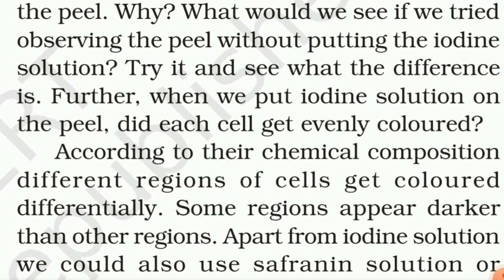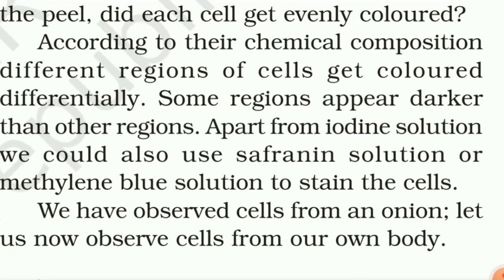Further, when we put iodine solution on the peel, did each cell get evenly colored? According to the chemical composition, different regions of cells get colored differently. So it doesn't mean that all the cells get colored the perfect amount. It depends on the cells. Some regions appear darker than other regions. Apart from the iodine solution, we could also use saffron solution or methylene blue solution. In our laboratory we put the saffron solution, which is bright red or pinkish in color, and we observed cells from an onion.